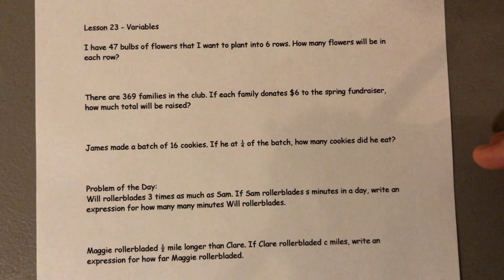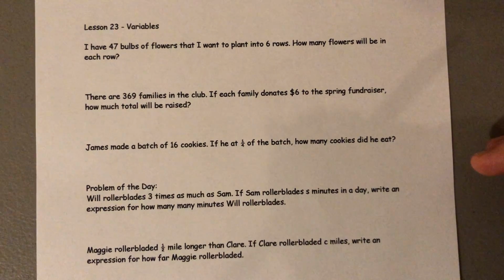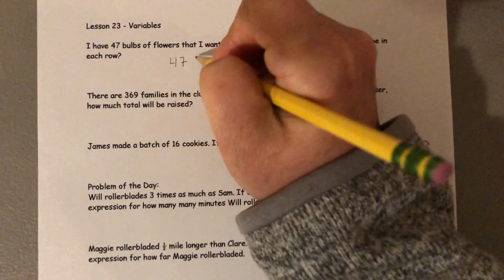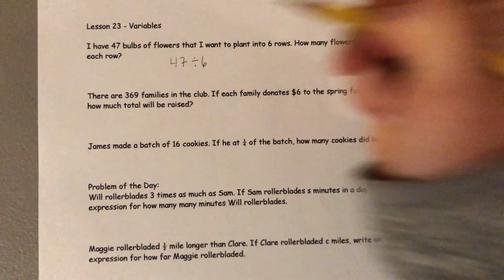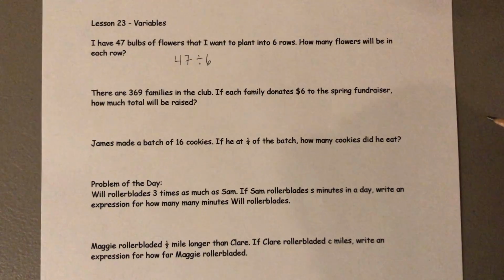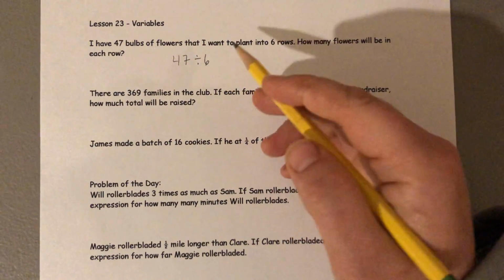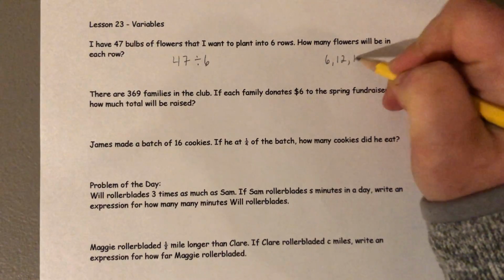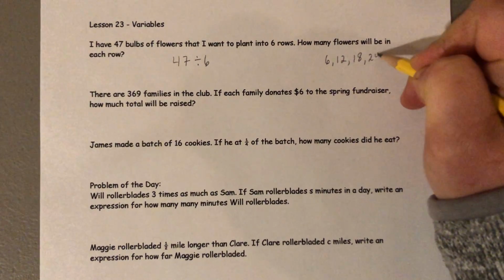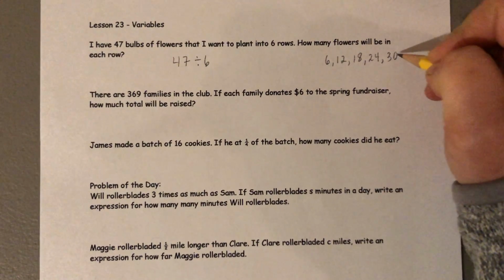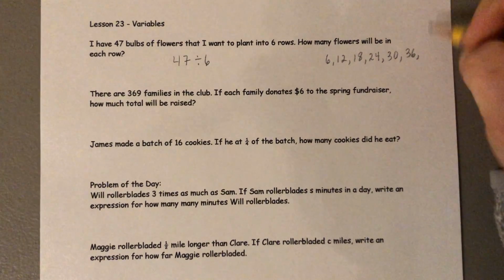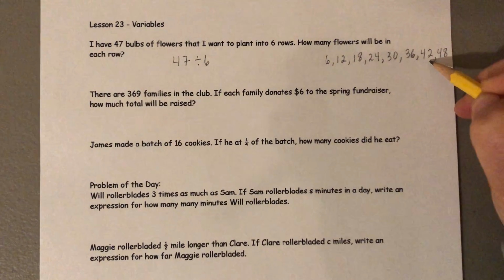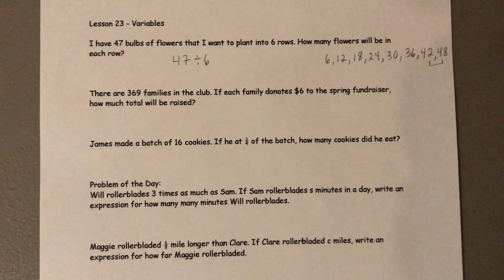Okay, so the first problem, I have 47 bulbs of flowers and I want to plant into 6 rows. So that sounds like division. So you are doing 47 divided by 6 in this problem. So I'm going to do this by thinking of multiples of 6. So multiples of 6 are 6, 12, 18, 24, 30, 36, I'm going to run out of room, 42, 48. So it's going to be somewhere in between here and here, right?